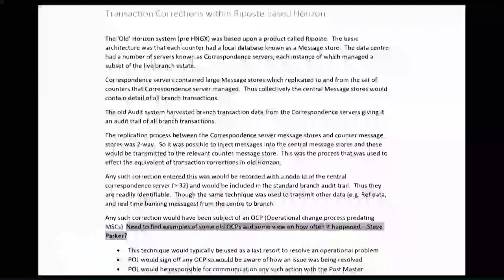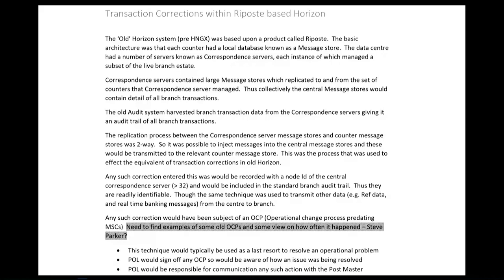Correspondence servers were 32 upwards, just to separate them from the branch estate. Make it clear that it was a correspondence server rather than a branch counter. And will be included in the standard branch audit trail, thus they are readily identifiable. The same technique was used to transmit other data from the centre to the branch.